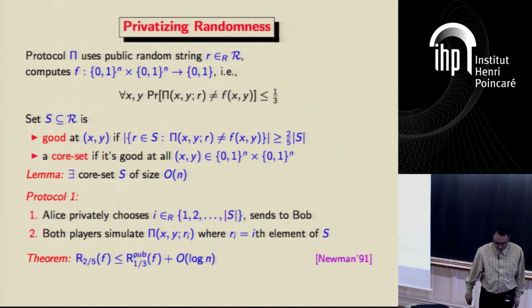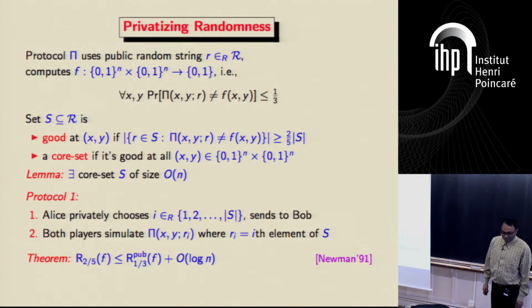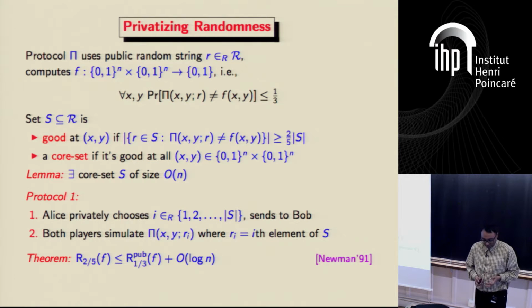Now, once we do have a core set of that size, we can use it in a protocol as follows. By definition, a core set means that this is a good enough representative sample of the full set R. So let's just use this representative sample. Alice is going to privately pick, there's no public randomness here, that's the whole goal, one of the things in this sample, 1 up to S. She'll just pick a number from 1 up to S, and then she sends this to Bob, so now Bob has it too.